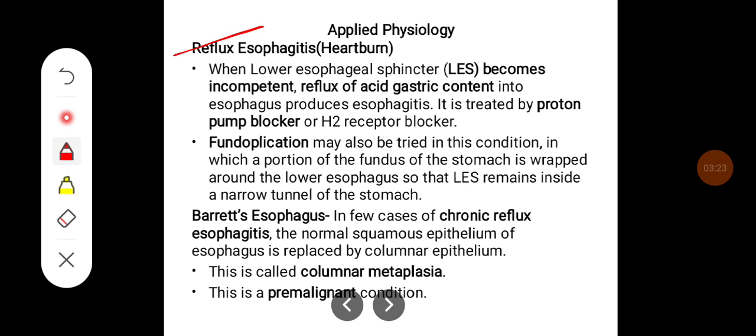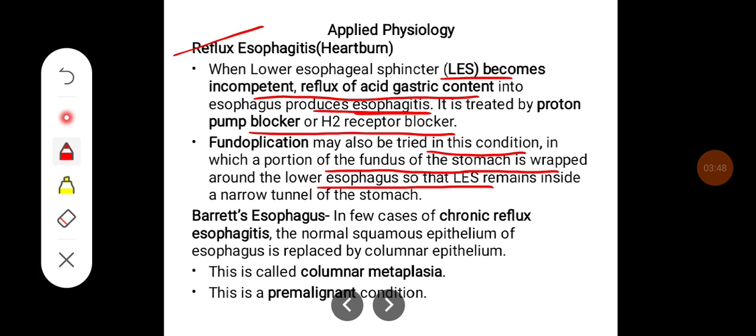Some of the applied aspects: reflux esophagitis or heartburn. When lower esophageal sphincter becomes incompetent, the reflux of gastric contents into esophagus produces esophagitis. So it is treated by proton pump blockers or H2 receptor blockers. Fundoplication may also be tried in this condition, in which a portion of the fundus of the stomach is wrapped around the lower esophagus so that the LES remains inside the narrow tunnel of the stomach.